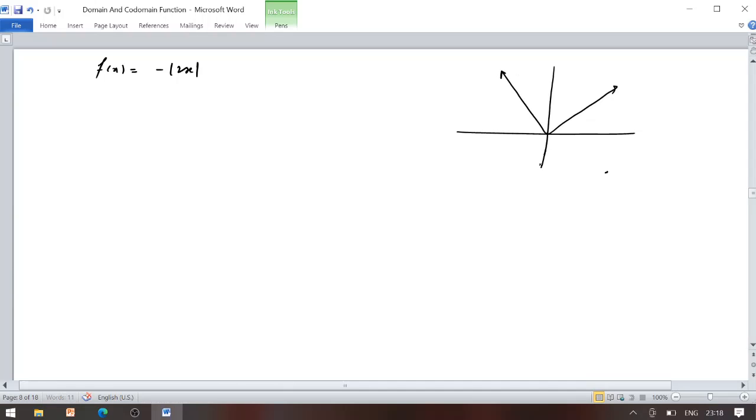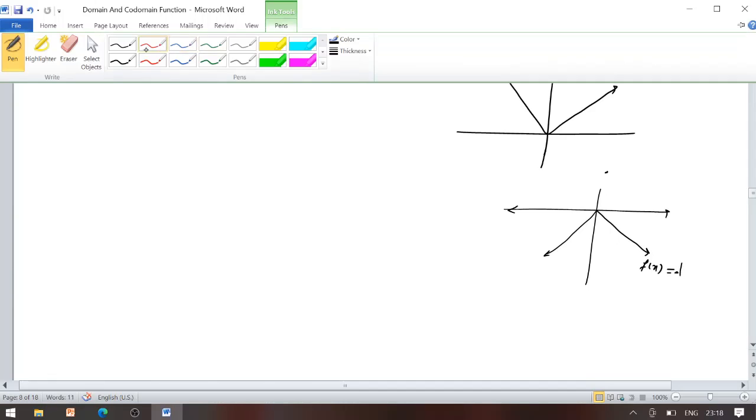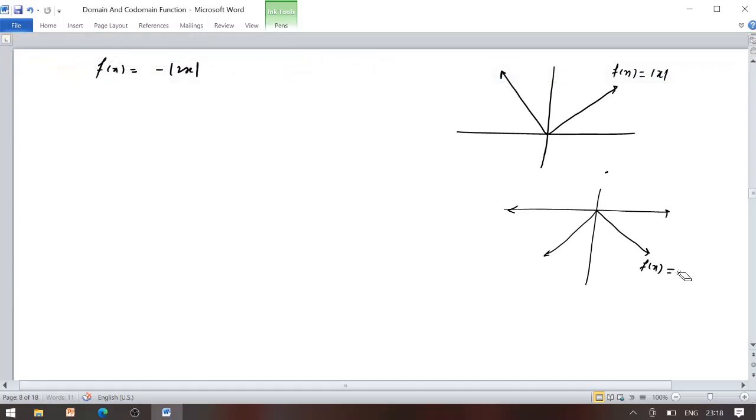So whatever be the real value of x, the value of y becomes always a positive real including 0. That means we have f of x equals mod of x. Now if we have f of x equals minus of modulus of x, then the graphical representation is of the form like this. So whatever be the real value of x, we always have the value of y becomes a negative real including 0.